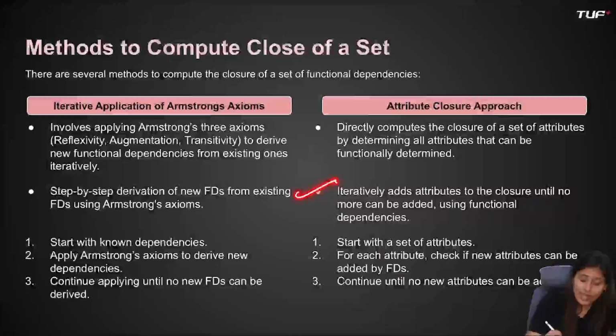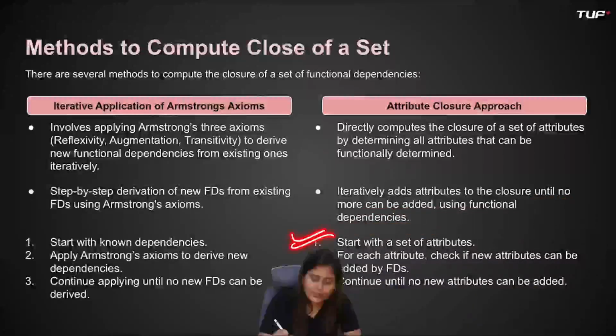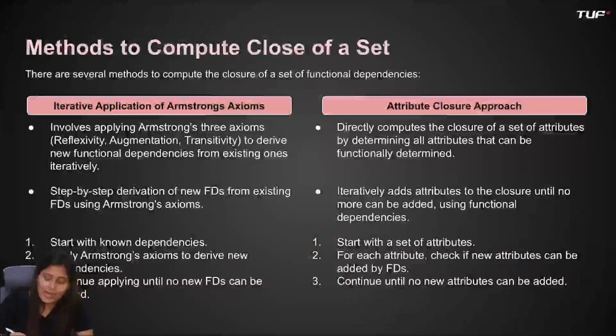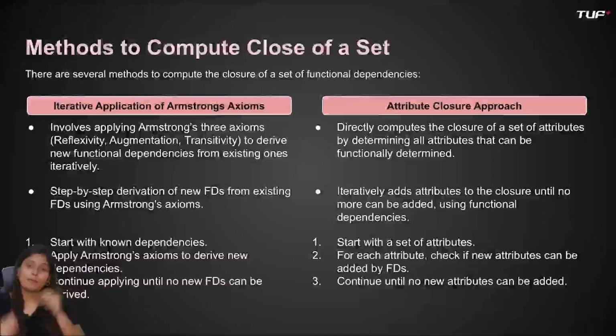In this, we iteratively add attributes to the closure until no more can be added using the functional dependencies, right? So first we start with a set of attributes. We focus on that, and then for each attribute, we check if new attributes can be added by a functional dependency or not, and we continue until no attribute can be added. One by one, we check and see if that is being followed in the table or not, and then accordingly we try to find the new functional dependencies. So these are the two different methods to compute the closure of functional dependencies. And that was all about the closure methods.